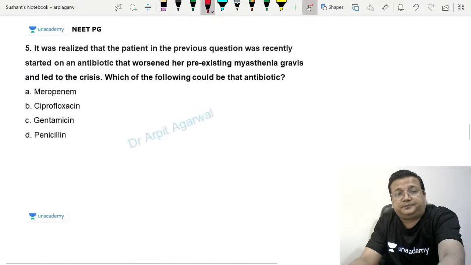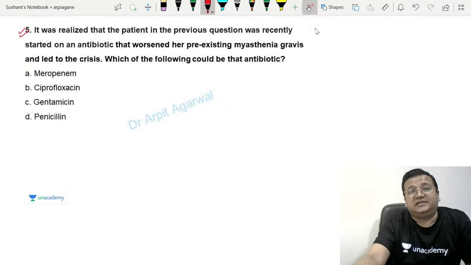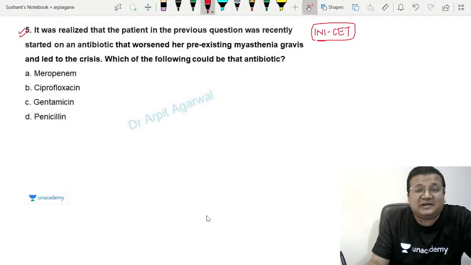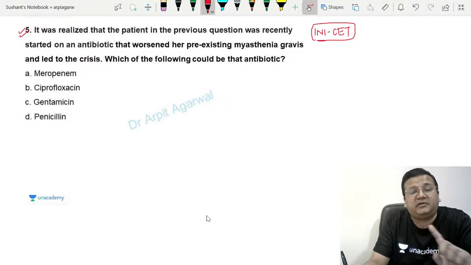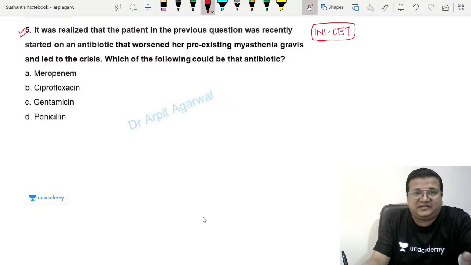Let's move ahead. Question number 5. This was asked in this year's INICET. Similar, so extremely important question. Prabhakar, thymectomy will never be done on an emergency basis. Please remember, thymectomy can never be done in an emergency. It will be done only if the patient is stabilized. So this patient had ventilatory support need, no thymectomy at this point of time.